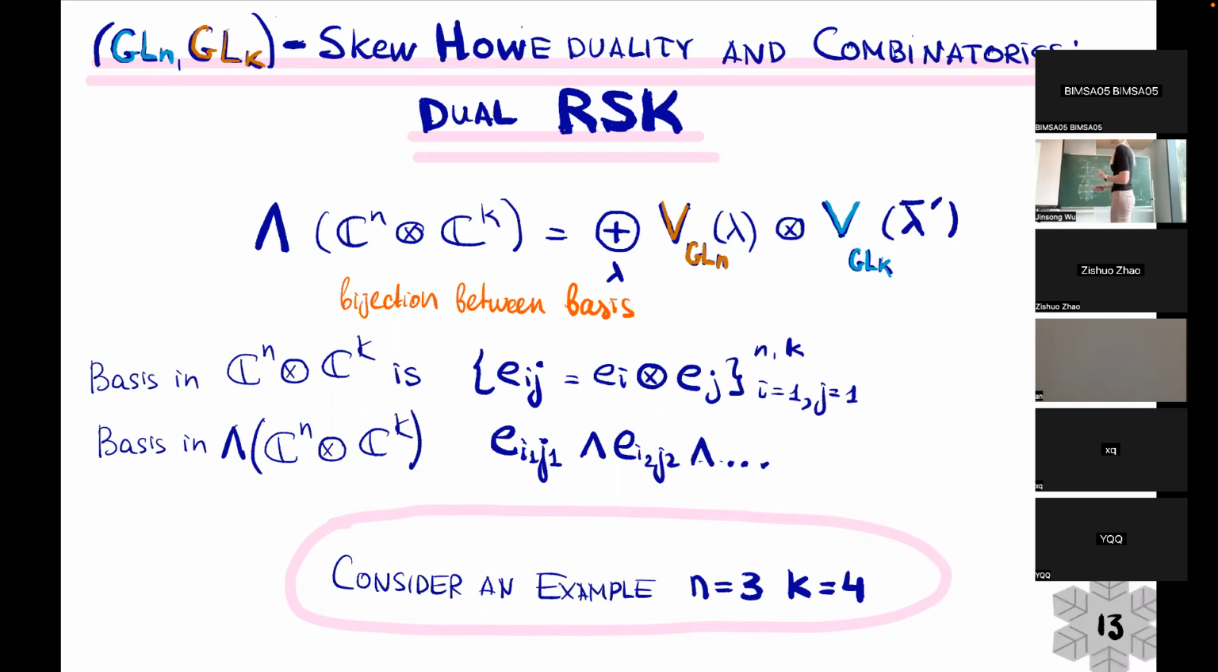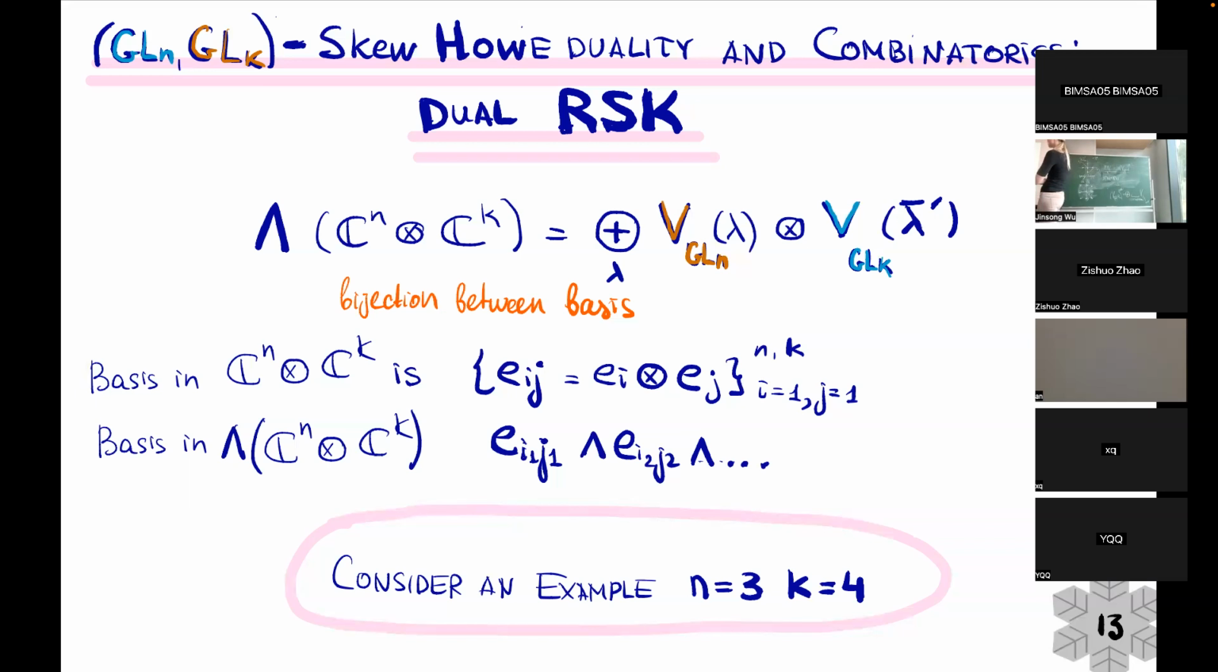Right now, I wanted to say that the RSK algorithm corresponds to the Schur duality. In the very same manner, we have the so-called dual RSK, which can help us construct random Young diagrams corresponding to skew Howe duality. So how does it work? Firstly, we consider the exterior algebra of this space. The basis of this space is the following, and the basis of the exterior algebra is the exterior products of these vectors.